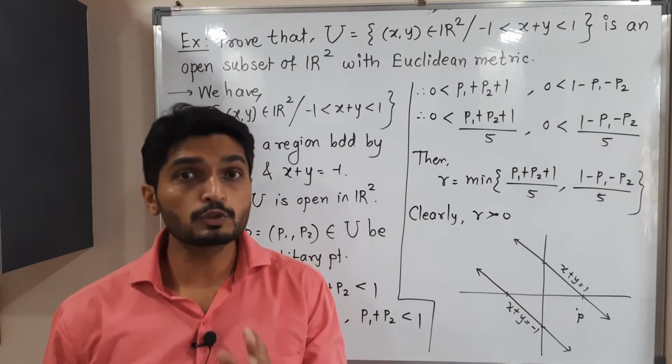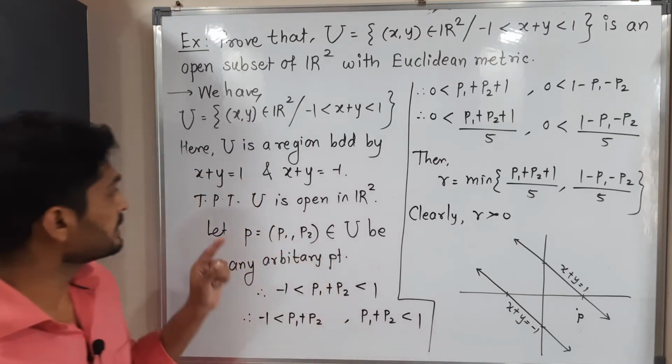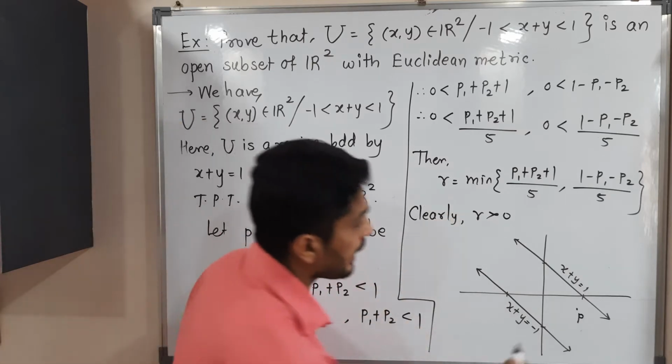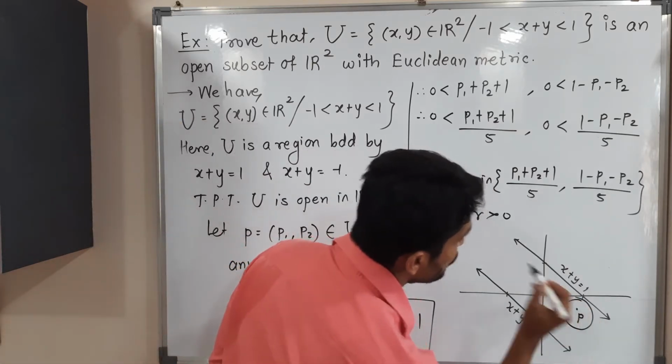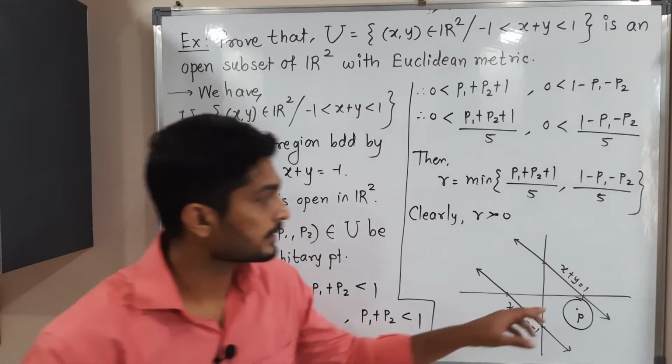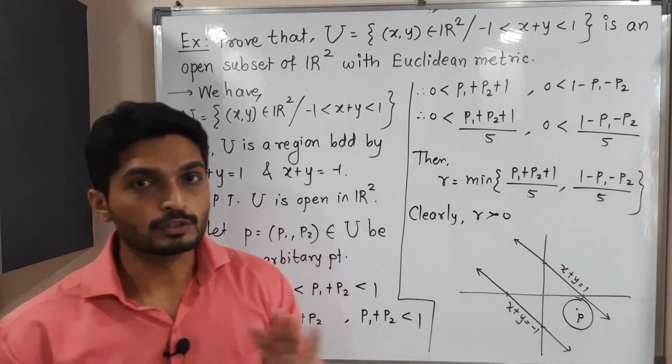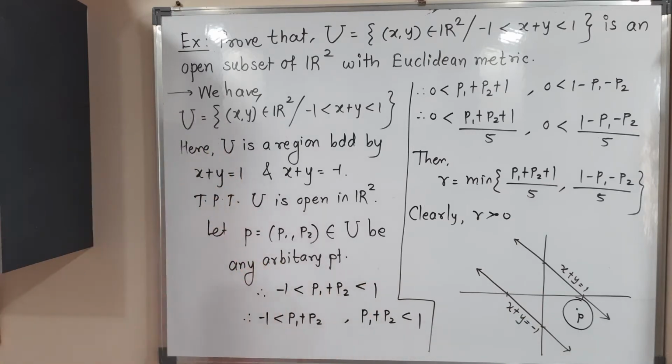Now our task is to prove the open ball with this center P and this radius R will entirely lie inside this set U. This thing we have to prove, but there is no more space. So I suggest you make a screenshot of it. After that we will go further.